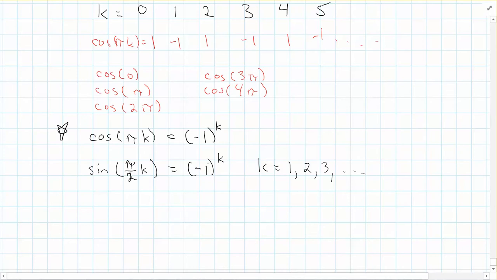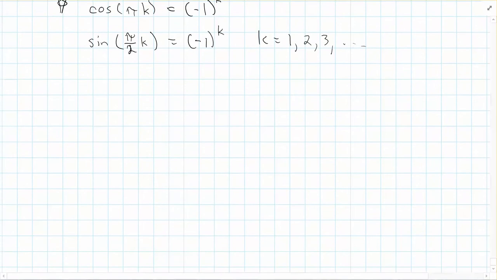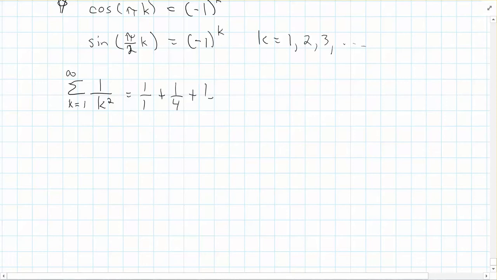Alright, so hopefully you get a clear idea of what it means to be alternating here. Let's just look at two more examples here before we go into the test. The sum from k equals 1 to infinity of 1 over k squared. This is going to be 1 over 1 plus 1 over 4 plus 1 over 9. Clearly not alternating.